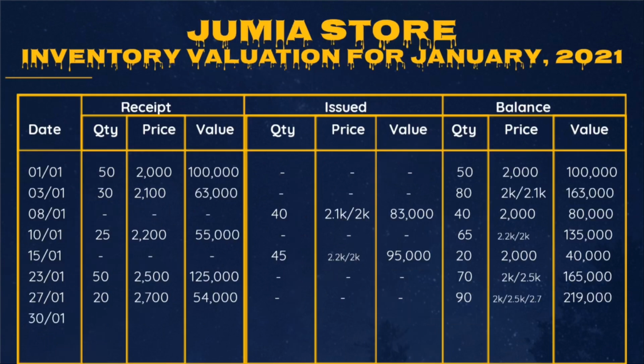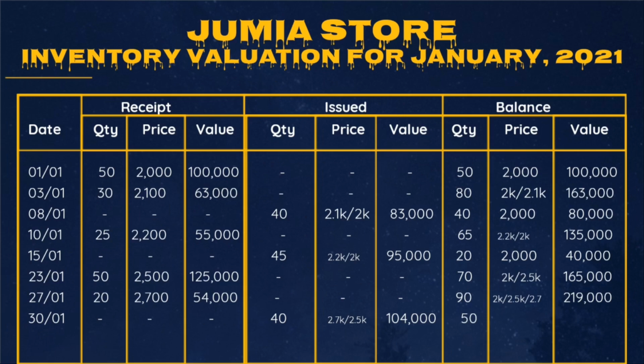So the date, 31. Under the receipt side, since we are not receiving, we are issuing, that will be dash dash dash. So under the issue side, let's input the details. That is 40 bags at 2,700, 2,500, which is 104,000 naira. So under the balance, the quantity, we have 90 in the store before. Now we are supplying 40. 90 minus 40, that will be 50 bags.